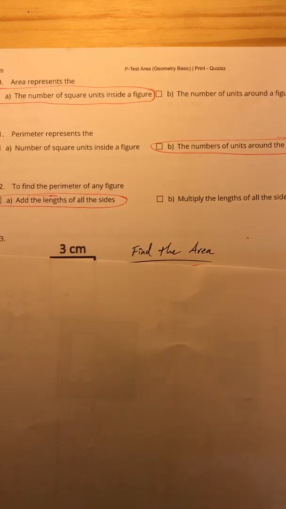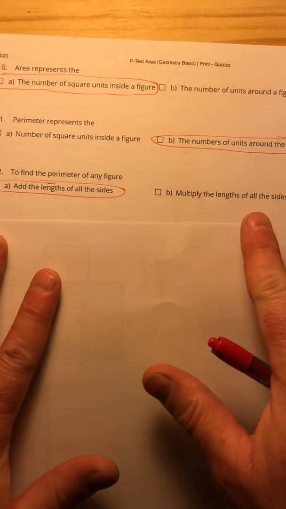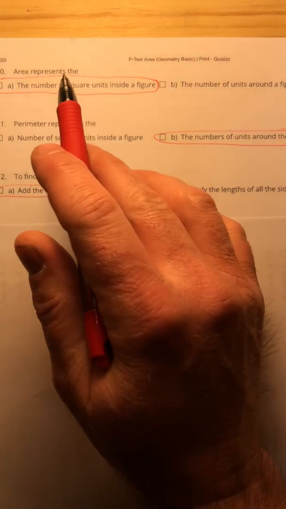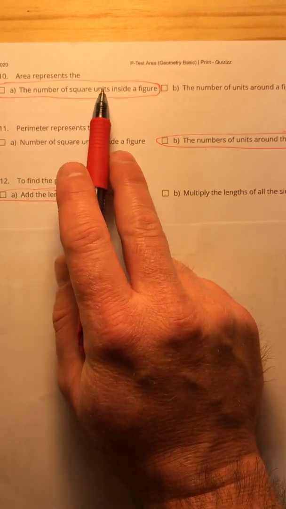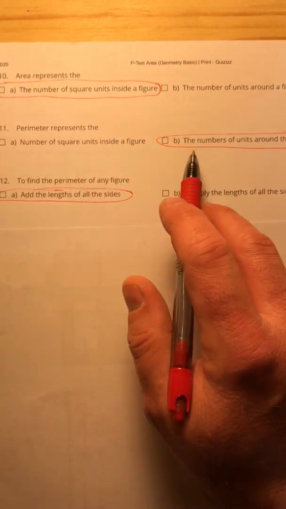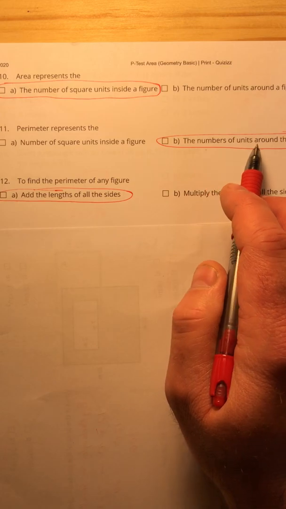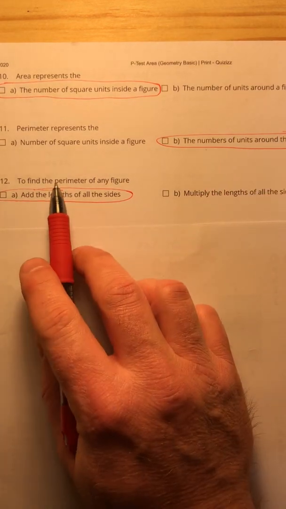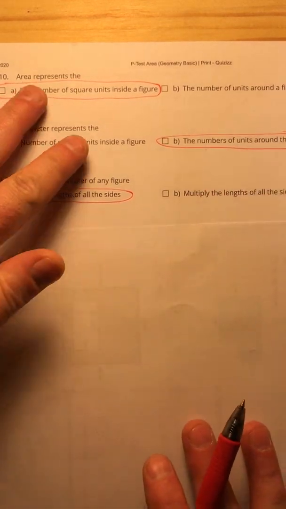All right, now I have some simple questions. I have a question kind of like this on your test, but it won't be exactly like this. But basically what you're trying to get here in problem number 10, area is how many little squares fit inside the object. For number 11, perimeter is the distance around the outside of the object, and to find the perimeter, you add the lengths of the sides.